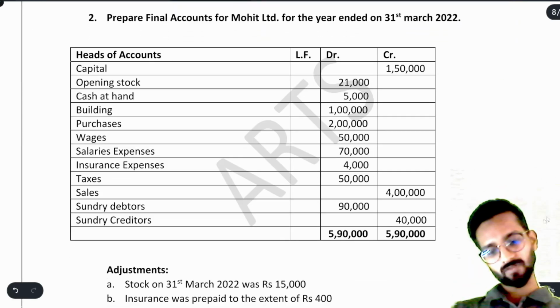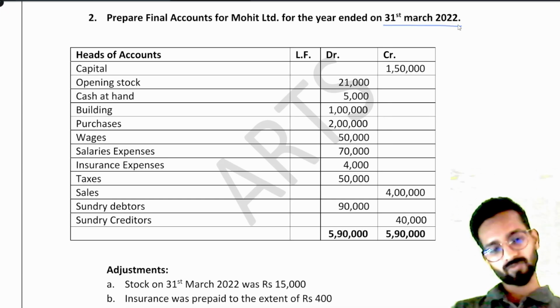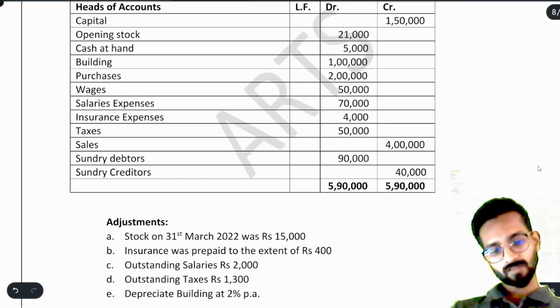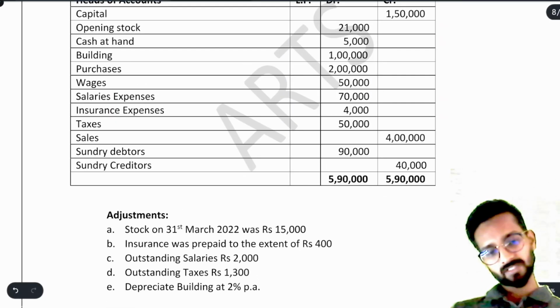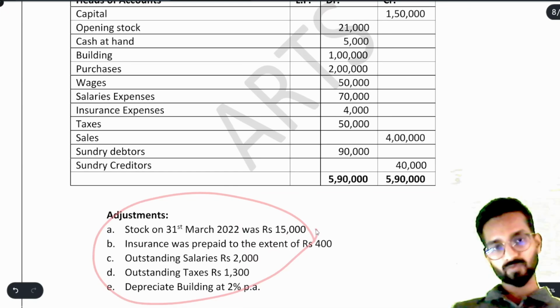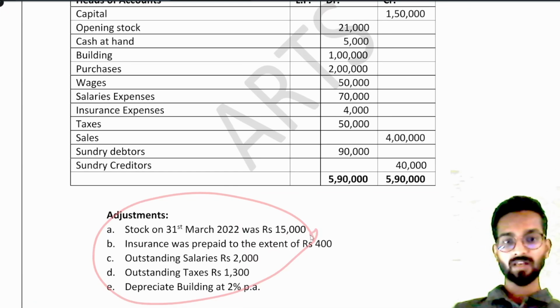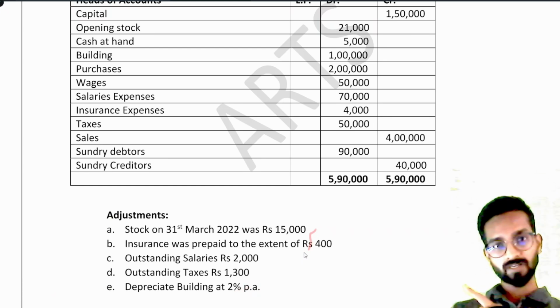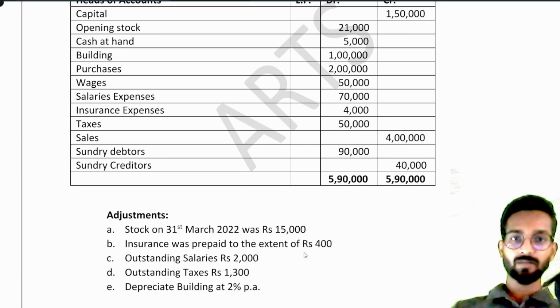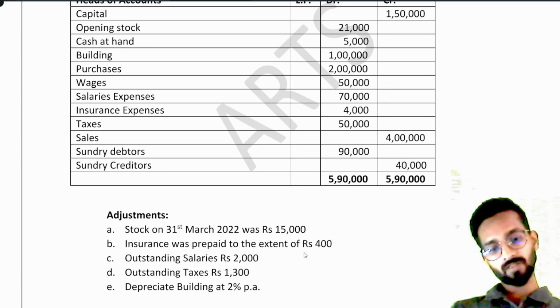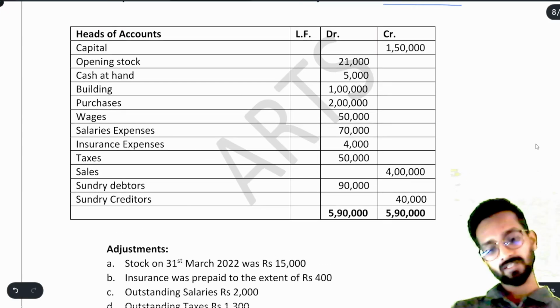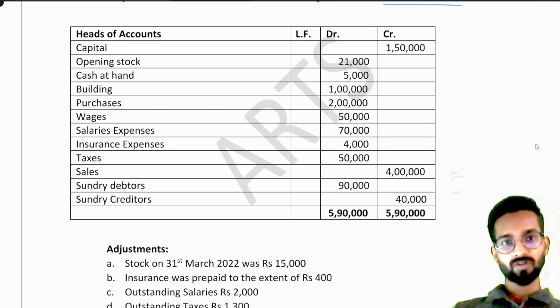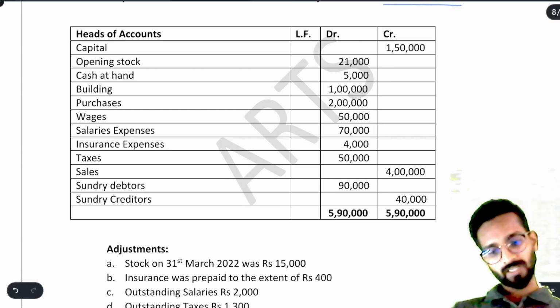Next we will solve capsule number 2, that is, prepare final accounts for Mohit Limited for the year ended on 31st March 2022. Remember this, we have adjustments also here. Adjustments that are outside the trial balance will appear at two places: in trading or trading and P&L account, and in the balance sheet for sure. And whatever is already given inside the trial balance will appear at only one place.